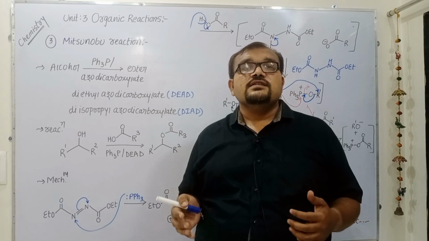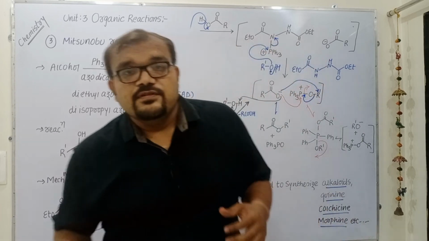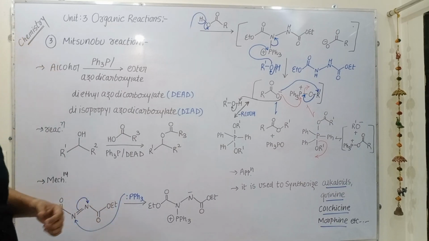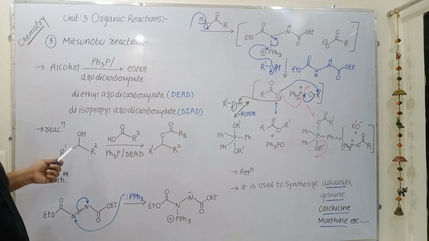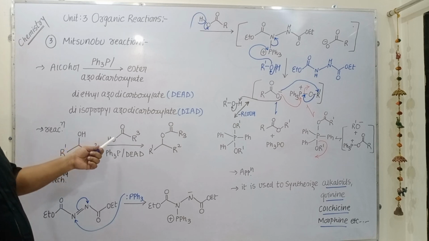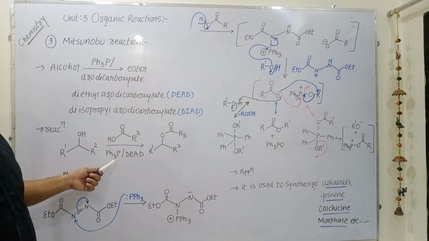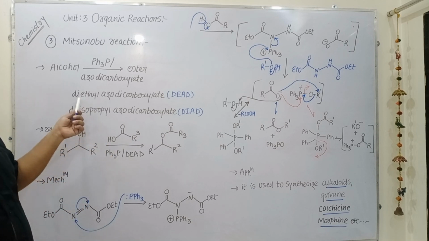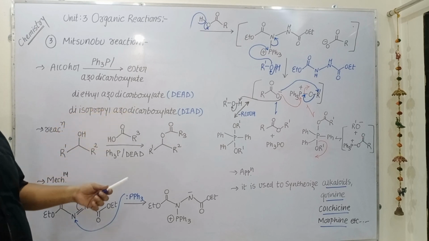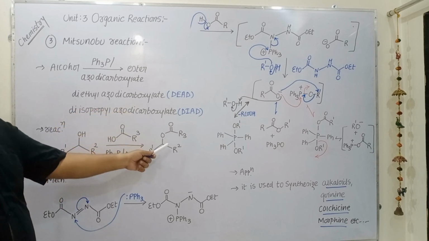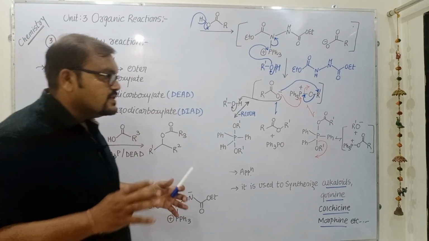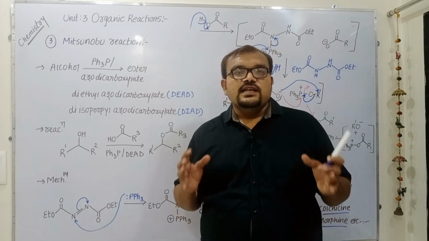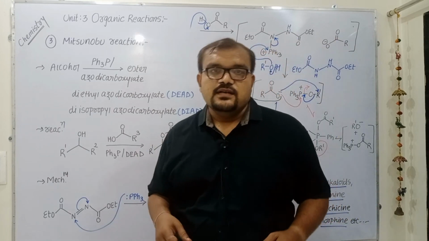How this conversion is carried out can be defined with the help of the detailed reaction and mechanism. It can be defined as: when any alcohol reacts with an acid in the presence of Ph3P, that is triphenylphosphine, and DEAD, that is diethyl azodicarboxylate, this alcohol will be converted into an ester. How this conversion is carried out can be easily defined with the help of the detailed mechanism of this reaction.